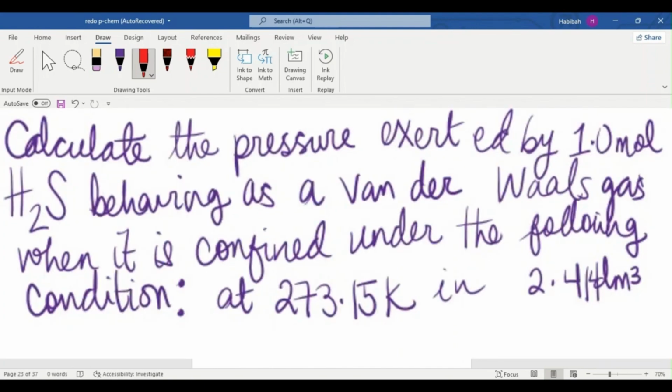I have done another question very similar to this, where the values are different, but the concept is the same. So make sure you watch that video.